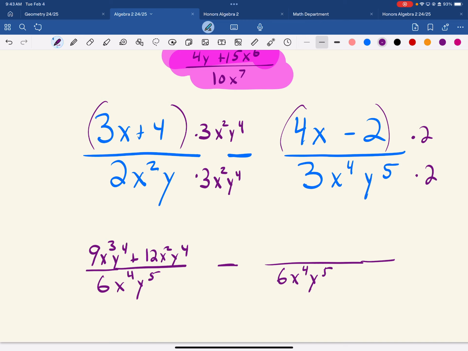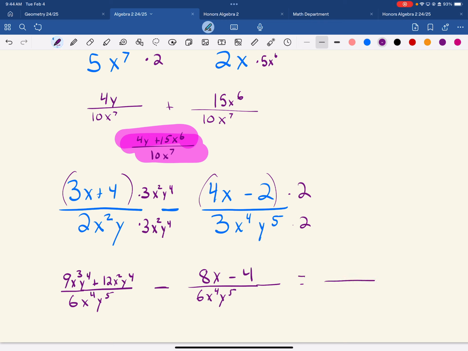Now, what you can do to save a little bit of time maybe on this one is I can put the 2 over here instead, and now think about it as being negative 2. It's probably not the greatest of ideas, but you could. Either way, you get 8x minus 4. Oops, of course I ran out of room. This is going to equal, our denominator now stays that. I've got 9x to the 3rd, y to the 4th, plus 12x squared, y to the 4th, minus 8x plus 4.